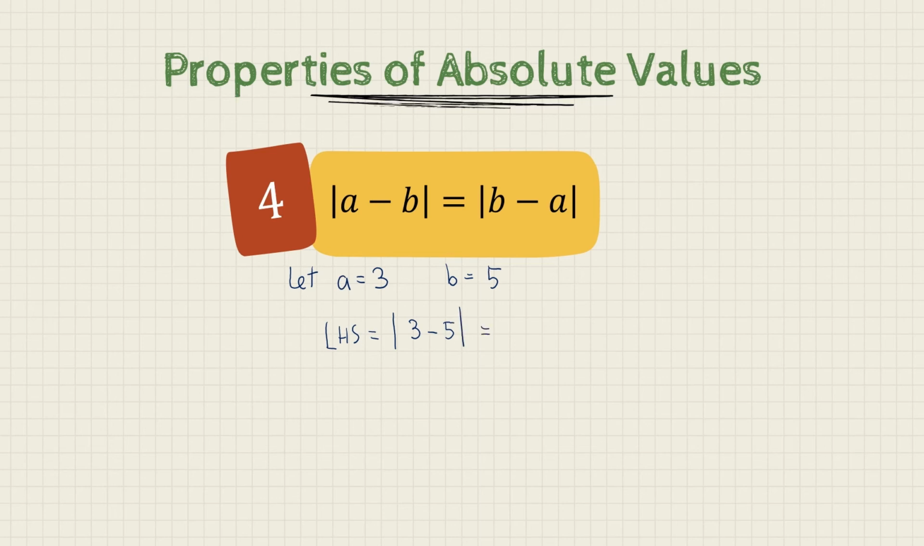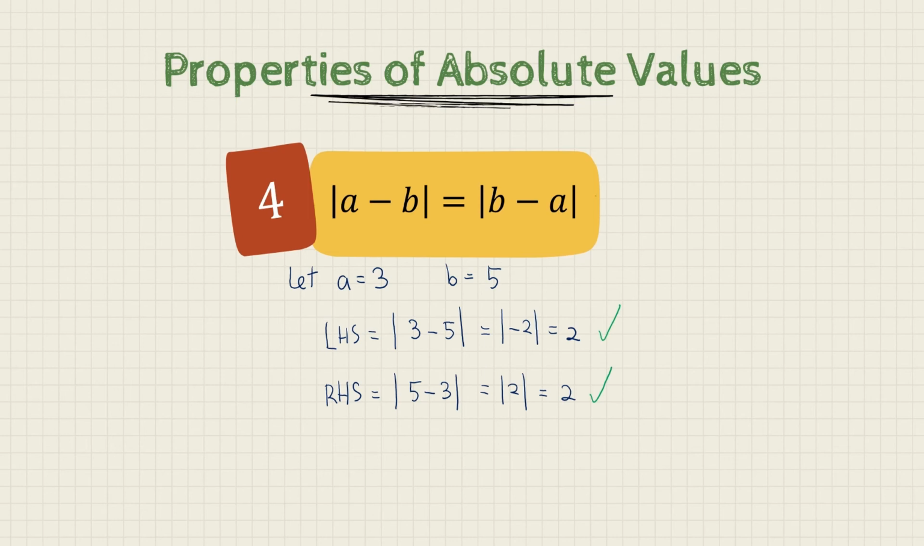Kita dapat apa kat dalam ni? 3 tolak 5, kita akan dapat negative 2. But a modulus of negative number will be just a positive number. So dia akan kekal 2. And for the right hand side, so we have modulus of 5 minus 3. So 5 tolak 3, kita dapat modulus 2. So kalau modulus 2, it will be just 2. And here we get the same result as well. So this will be true.